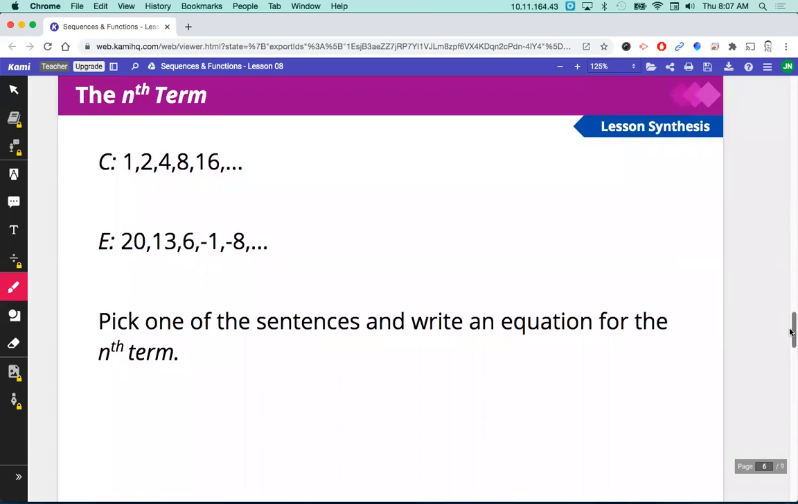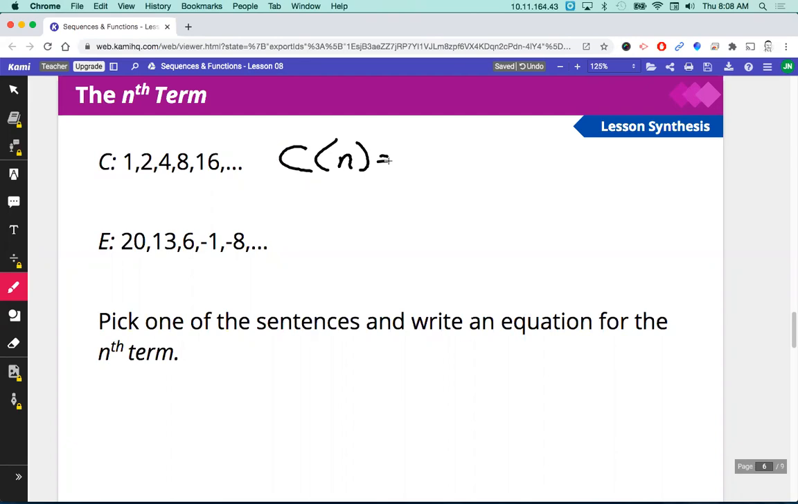All right, we're going to look at both of these. It says pick one of these sentences and write an equation for the nth term. So we'll look at both. I want to write C to the n power equals. Now I need to figure out, is this geometric or is it arithmetic?